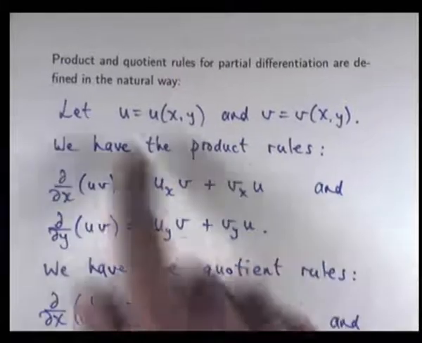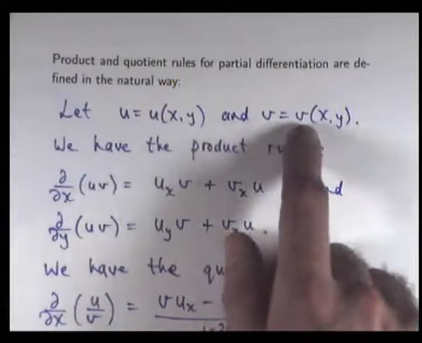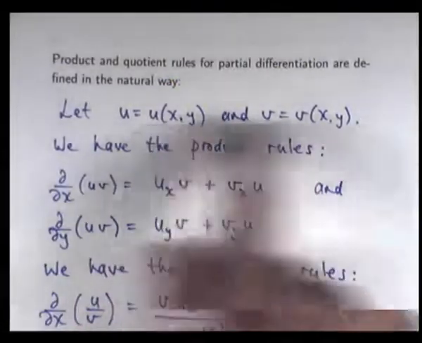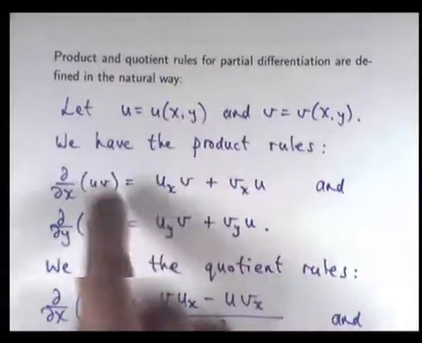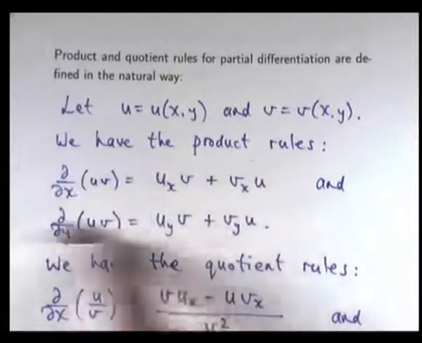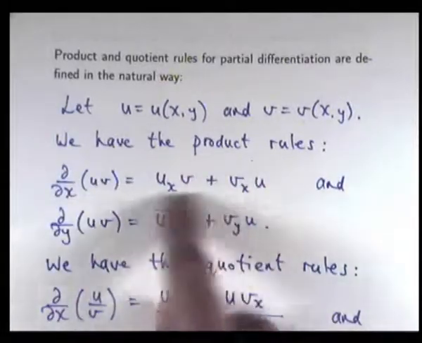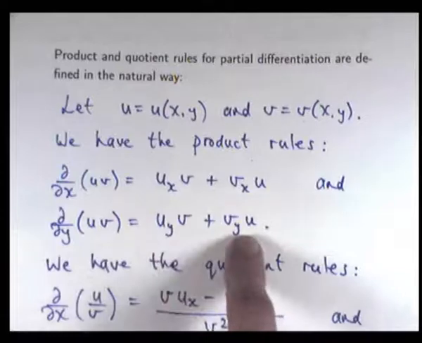Now, what rules do we know from basic calculus? Well, we know the product rule, the quotient rule, and the chain rule. Are there similar analogues for these partial derivatives? And the answer is yes. So if we have two functions, u and v, both functions of two variables, then we have the following product rules, remember, where the subscripts are partial derivatives.